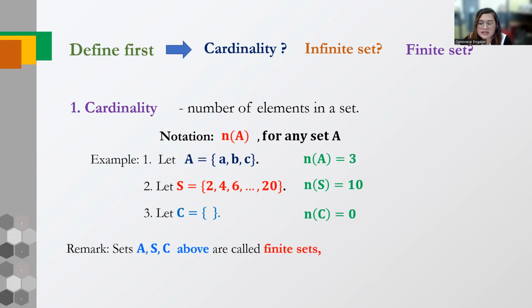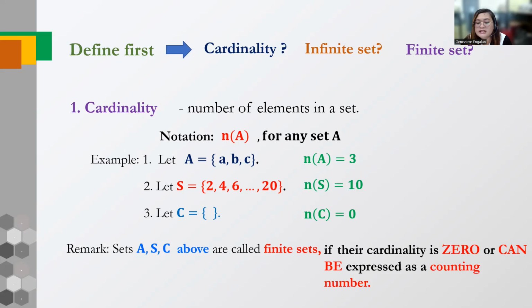Okay, so these sets, kini sila are examples of finite sets. So when you say finite, may hap or naa siya cardinality, no? So if we can identify the cardinality of a set, or kung may hap na to ang elements sa set, that is called a finite set. So otherwise, dili siya finite. So that is called an infinite set. So, or in other words, if their cardinality is 0 or can be expressed as a counting number, that is called a finite set.